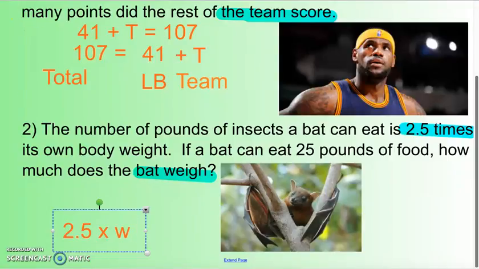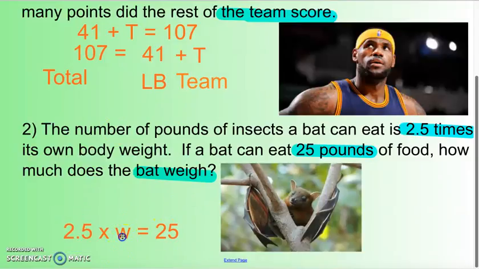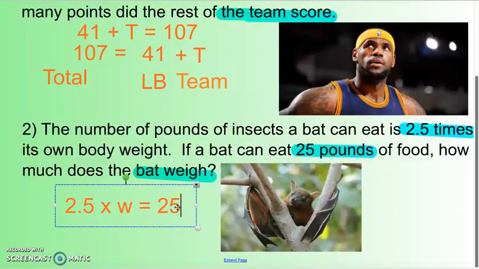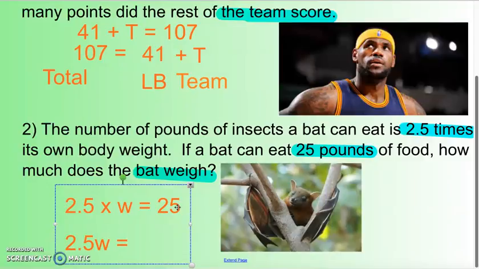And then the other piece of information we were given is that it eats 25 pounds of food. That's how much it actually ate this time, and so that is the total amount of food. So I'm going to put equals 25. Now, does anybody know another way that we can write this? 2.5 times W, which is its weight, is equal to 25. Correct. The other way we could write this is just putting the W right next to the 2.5. And this is the way that it's usually seen in an algebraic equation.